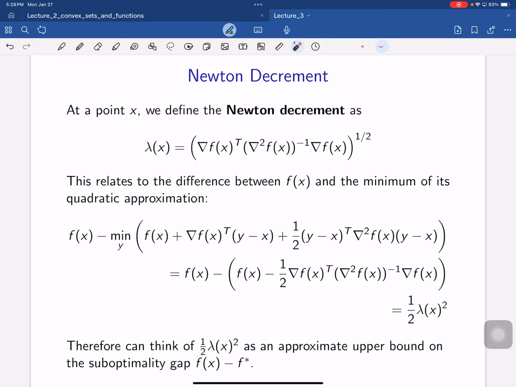Right? So why is that the case? You can interpret it as the distance between f(x) and the minimum of this quadratic approximation. So you can use this quadratic approximation as a way of approximating the global minimum. And after some algebra, you get that this is just lambda of x. Usually people use lambda(x) squared as an approximate upper bound on the suboptimality of x.